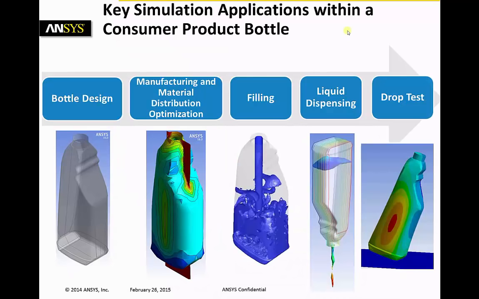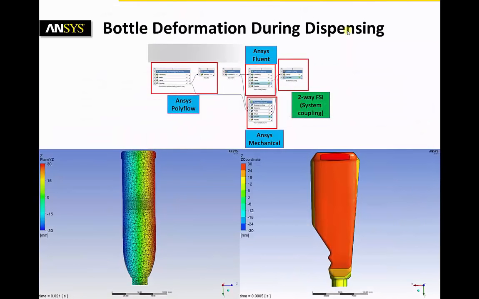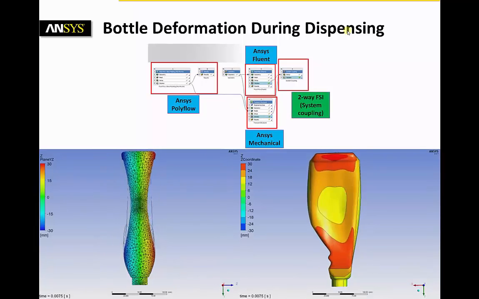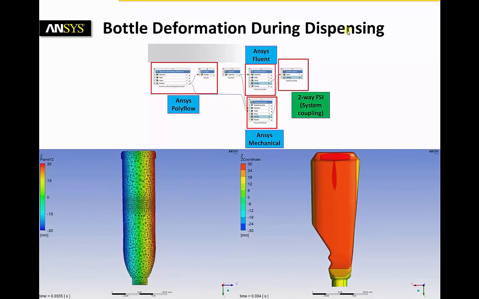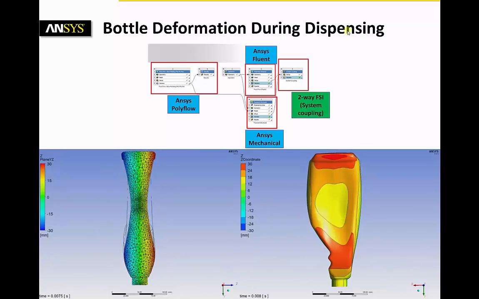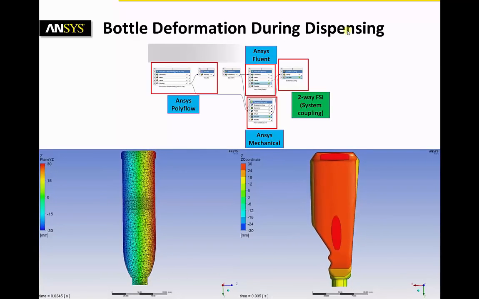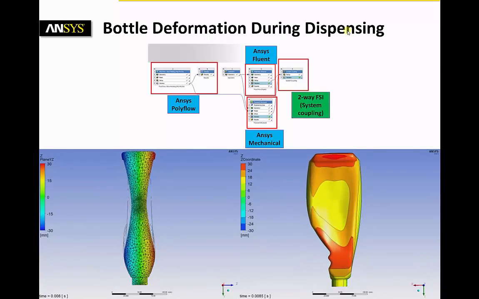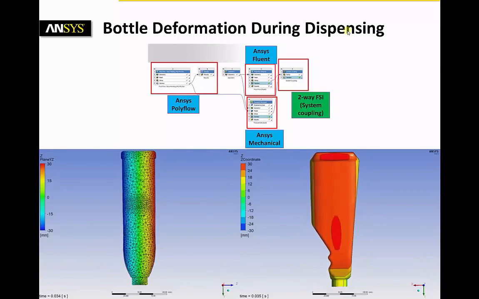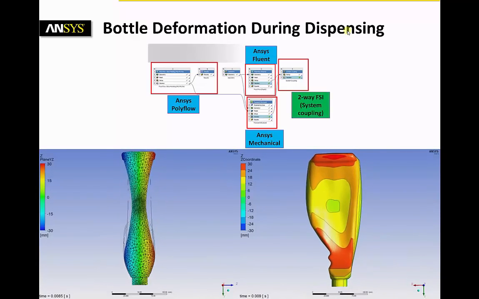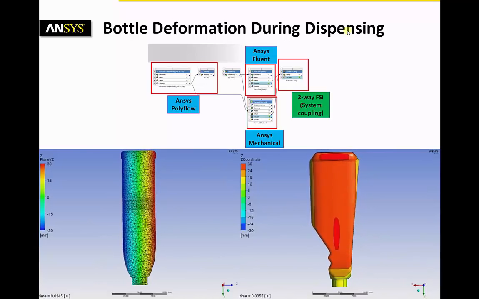The next step is now looking at the dispensing behavior of the bottle during its use. The dispensing process is truly multi-physics. During the squeezing of the bottle, the consumer has to overcome certain resistance by the bottle itself, as well as the liquid resistance within the bottle. Moreover, the thickness variation of the bottle due to the blow molding process also affects the structural behavior.